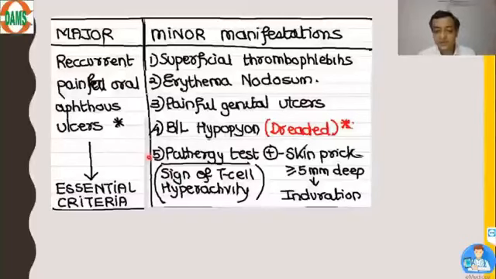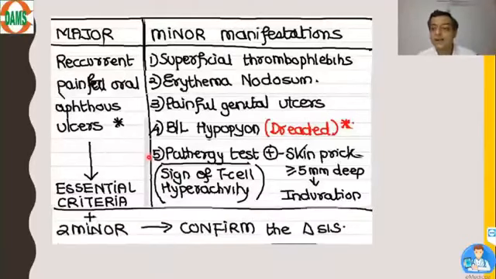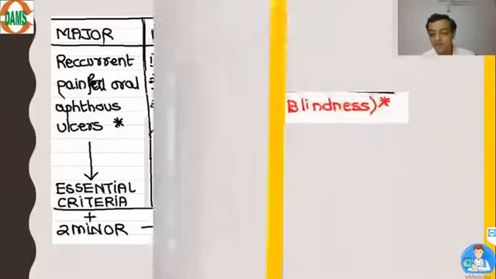For Behçet's syndrome, the diagnosis is by clinical criteria. So essential criteria plus 2 minor criteria can confirm the diagnosis. So there has to be oral ulcer with any 2 of the minor manifestations. You can confirm the disease, right?